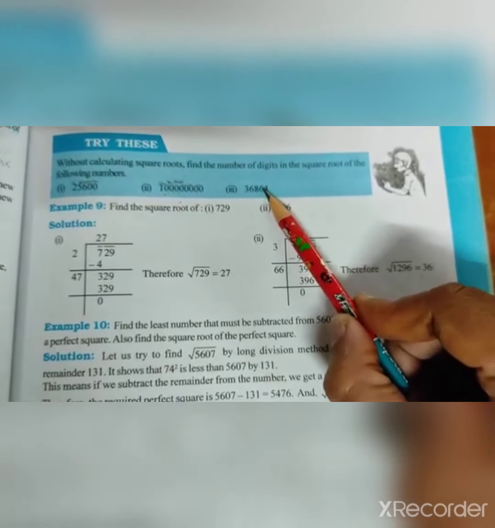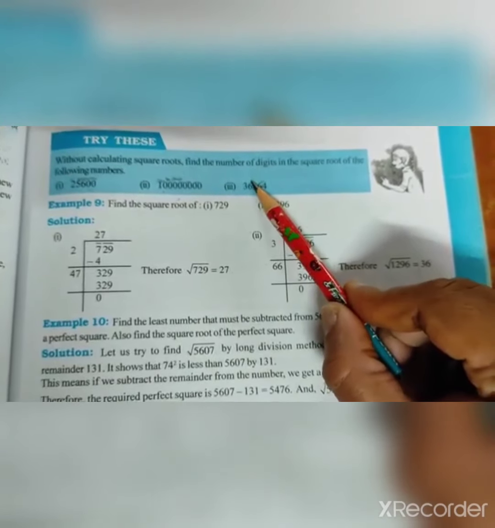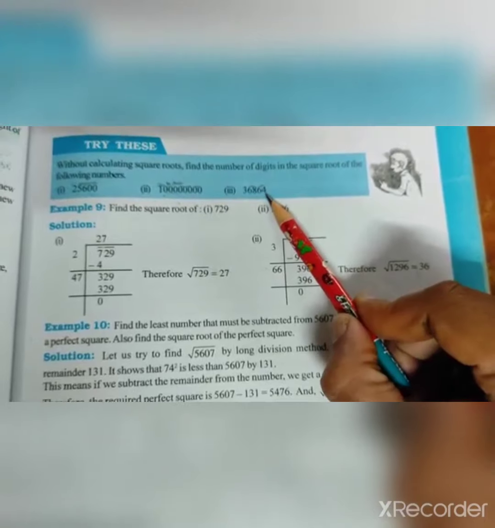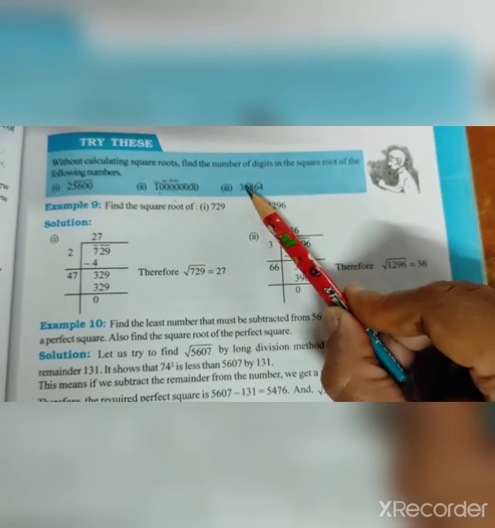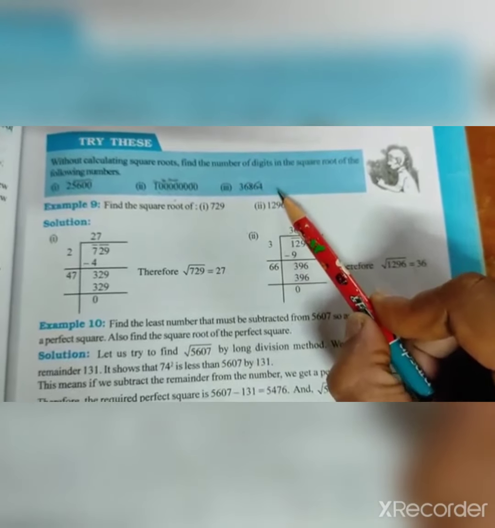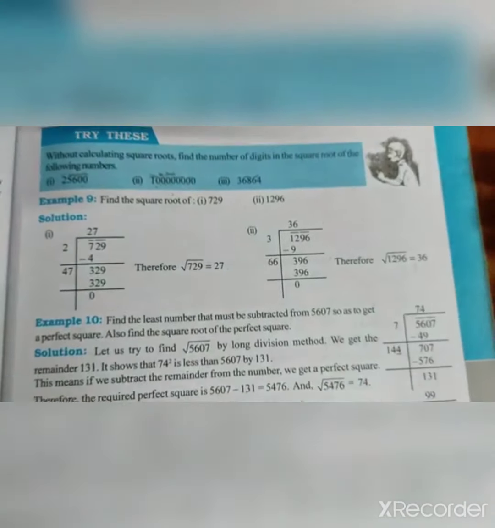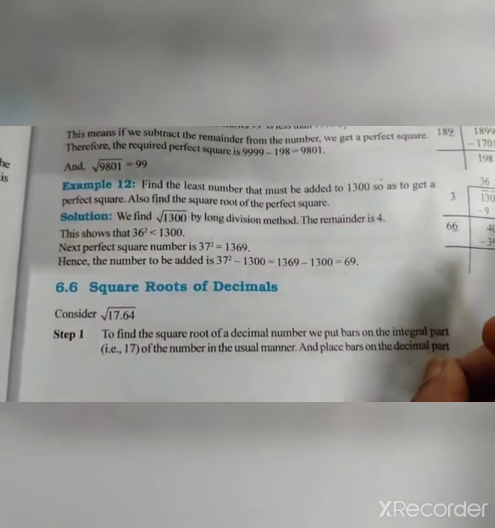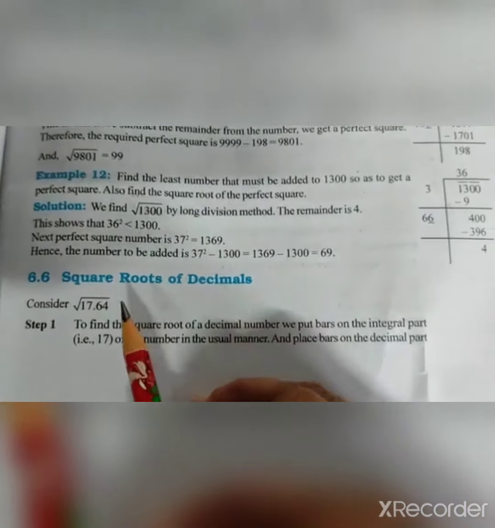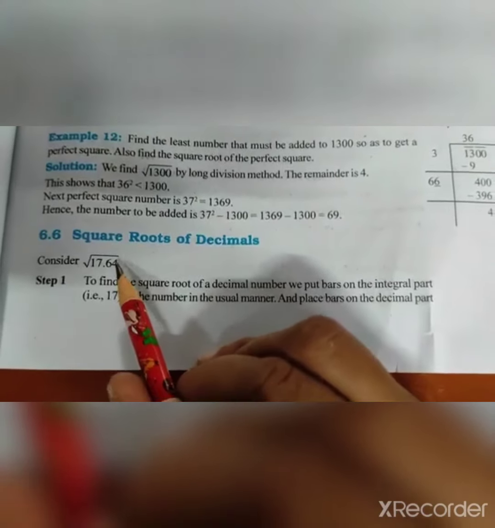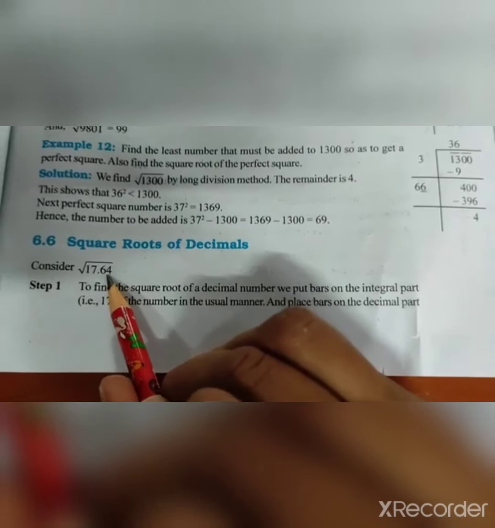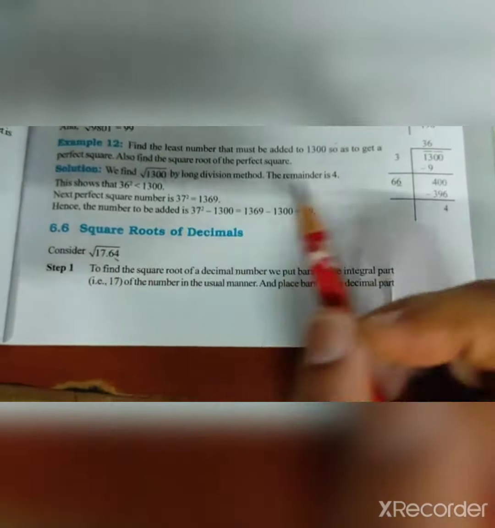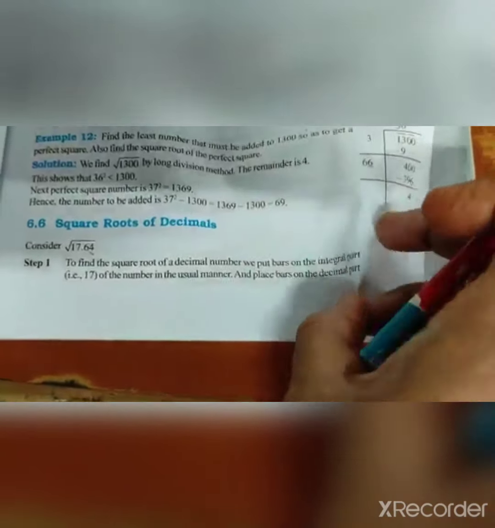And here also, first bar, second bar and third. So 3 digits will be there, and by formula 1, 2, 3, 4, 5. 5 plus 1 divided by 2, so 6 divided by 2, that means 3. So the illustration you will solve yourselves. Now square root of decimal. Here only keep this thing in your mind. For every 2 digits after the decimal, in the square root we will put 1 digit. Now turn the page.